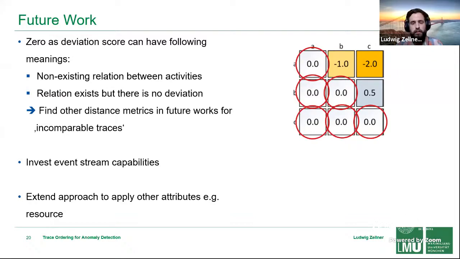So for the last part, we come to the future work. One of the limitations of our approach is the overloaded zero as a deviation score. On the one hand, it could be that there's a non-existing relation between activities, and on the other hand, the relation exists, but there is no deviation. And as I already said, there are many other distance metrics which could be used here, which we plan to further investigate. Furthermore, the application on event streams has great potential, and our approach could also be extended to other attributes besides the time perspective.